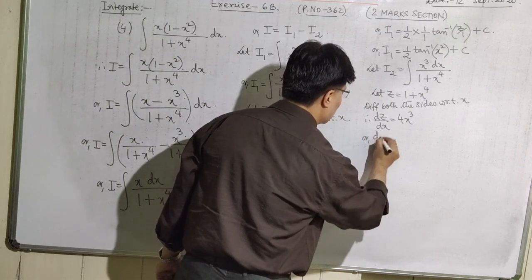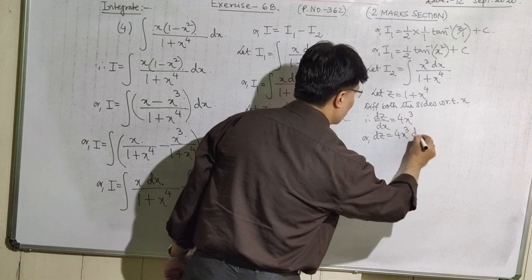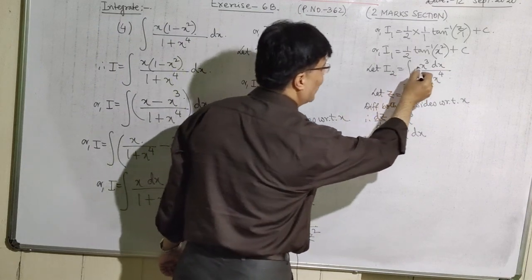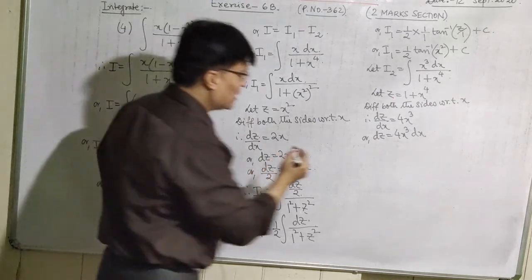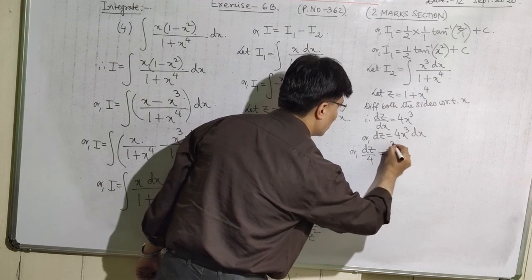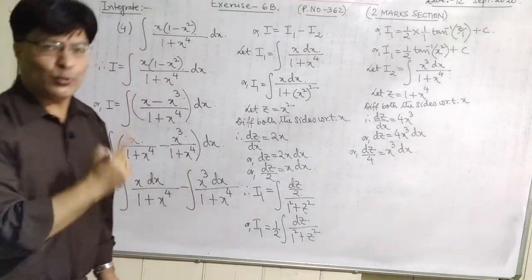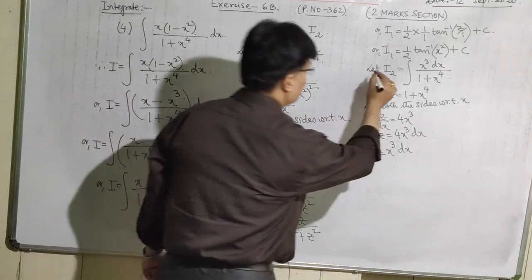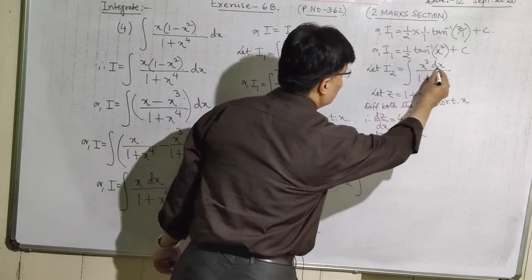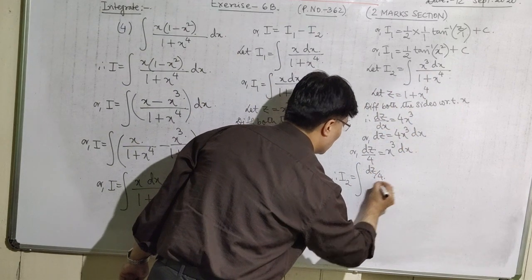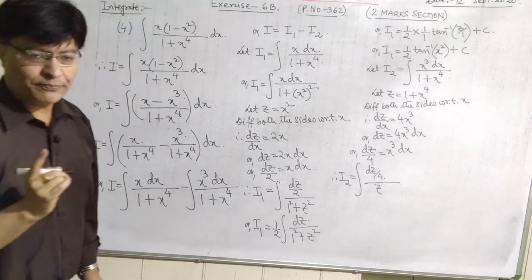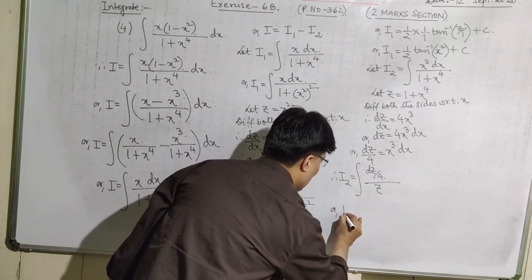So you can do cross multiplication. dz is equal to 4x cube dx. But in the numerator, in I2, we have got only x cube dx. So let us take this 4 to the left hand side. This is dz by 4 is equal to x cube dx. So we have got the value for x cube dx, right? So what is I2 now? Therefore I2 is equal to integration of, what is x cube dx? It is dz by 4 divided by 1 plus x to the power 4, which is z. Understood now?